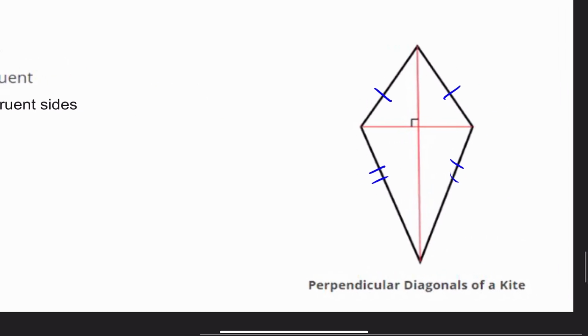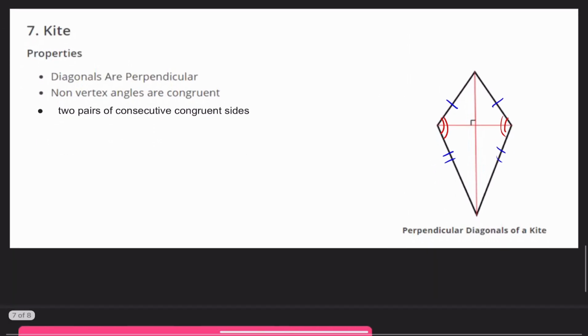And then remember about the angles. I like to say the head and the tail. Oh, no, we don't put arcs there. We say that the head and the tail are not congruent, and the wings are. So those two angles are congruent. Sometimes with kites, we love to use the Pythagorean theorem with this type of problem, so be on the lookout for that.